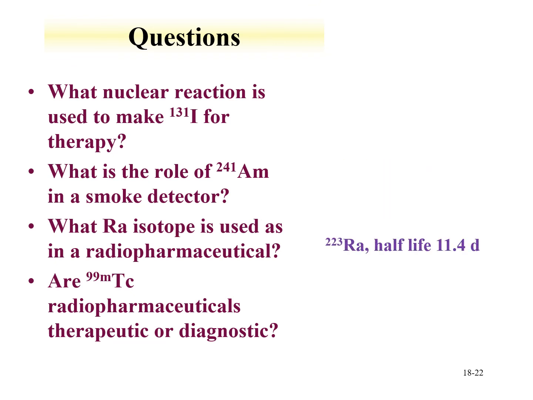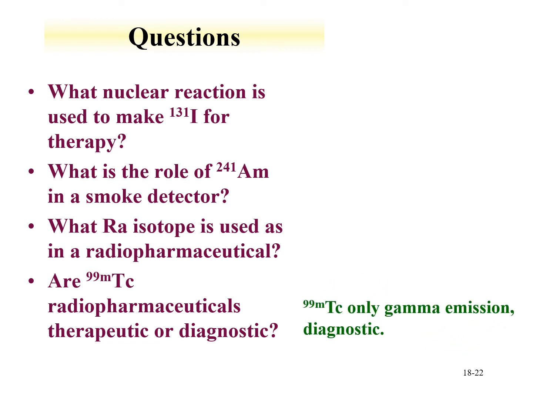What radium isotope is used in Xofigo, the approved radium-based radiopharmaceutical? That is radium-223. Its half-life is 11.4 days. That's a suitably short half-life as opposed to radium-226 with a half-life of 1,600 years. It wouldn't have the same specific activity. And are our technetium-99m radiopharmaceuticals therapeutic or diagnostic? Technetium-99m decays by gamma emission, so they are diagnostic.